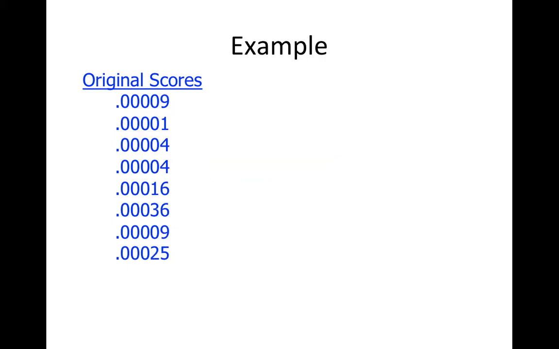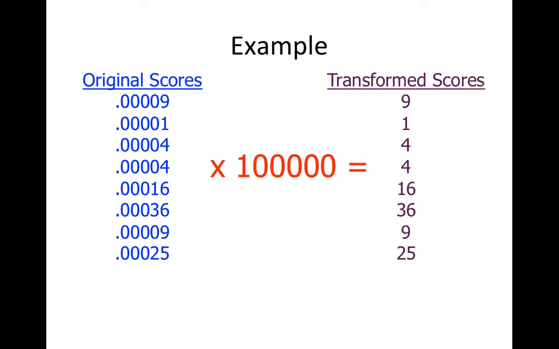Here's another example where we have some pretty ugly scores. We've measured something, and here's what we get. If we multiply by 100,000, we get 9, 1, 4, 4, 16, 36, 9, 25. And if you notice, in both cases, what we've done is we've just taken X scores, our scores are what we call X, and transformed them. So I'm using the notation X sub trans to refer to the transformed X's.